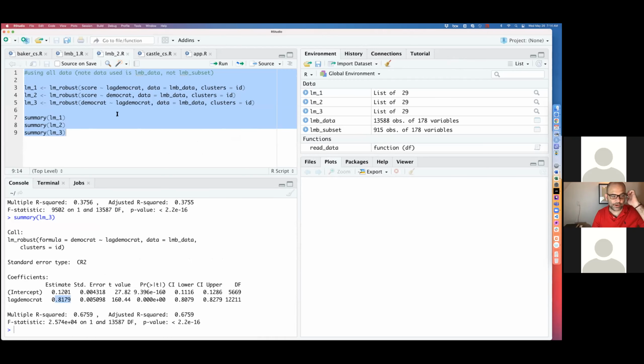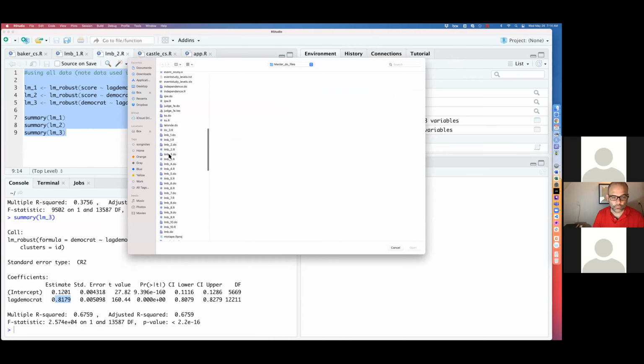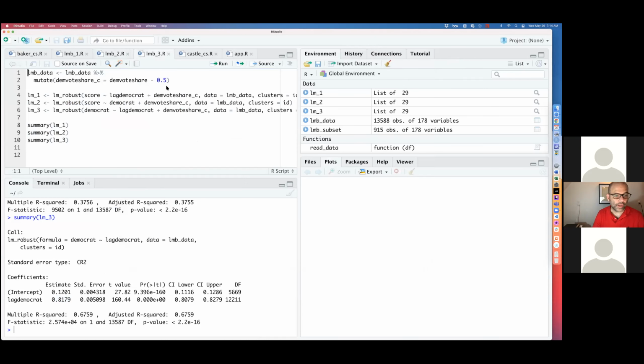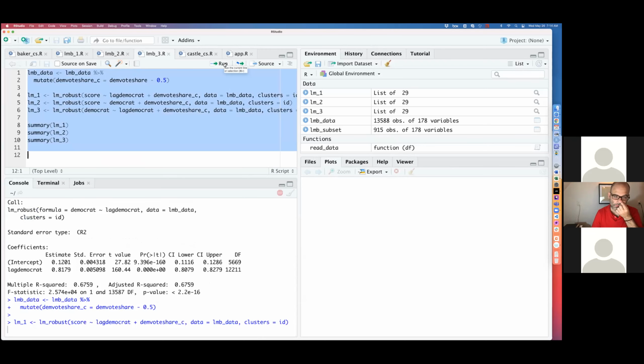All right, so we have here global regressions. We can look at a recentering of the data. Here we're going to take our Democratic vote share, subtract out 0.5, and get a Democratic vote share underscore C. We're going to run 3 regressions here. We're going to regress score onto our treatment variable, and then we're going to control for our running variable.